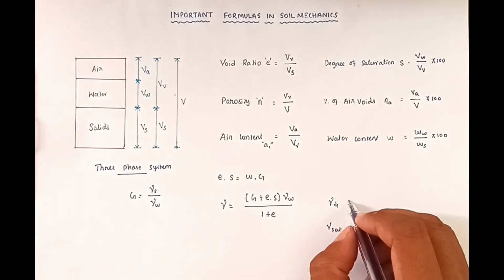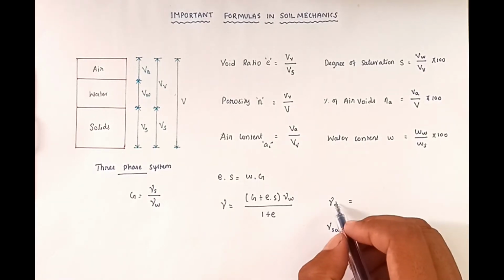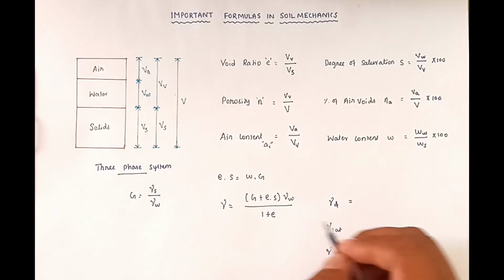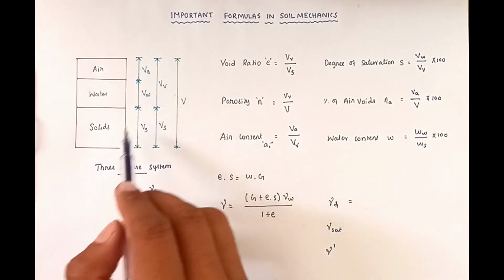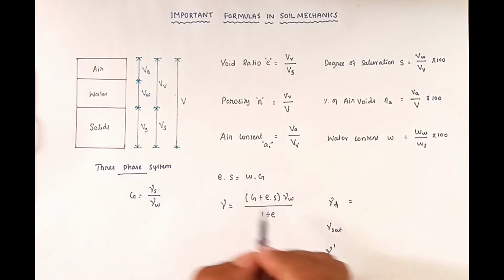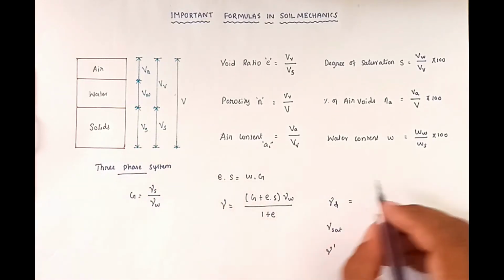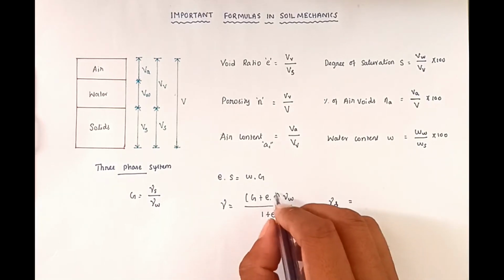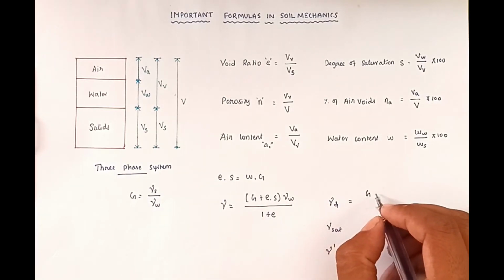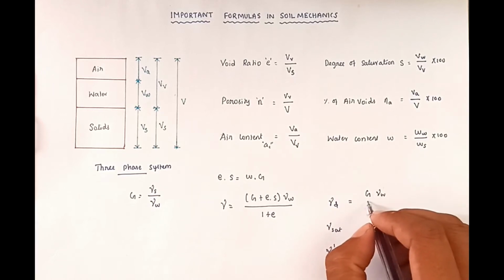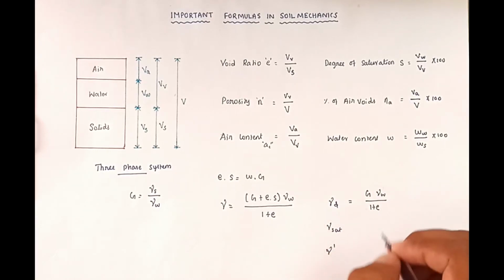Gamma d: whenever it is gamma d, the water content is 0. From that equation, for dry soil, the degree of saturation will be 0 because there is no water, so the entire term will be 0. So gamma d equals G into gamma w divided by 1 plus e is the formula.